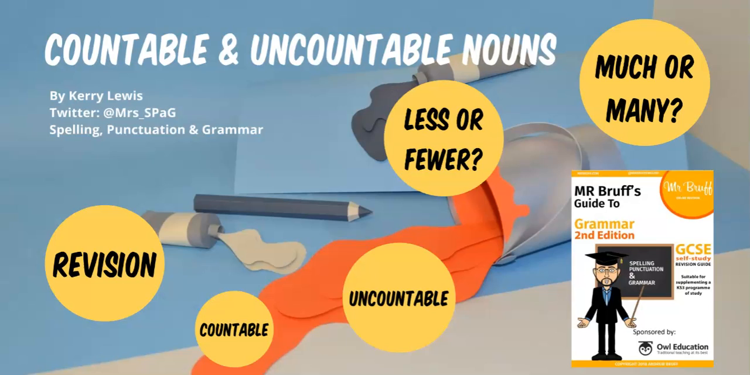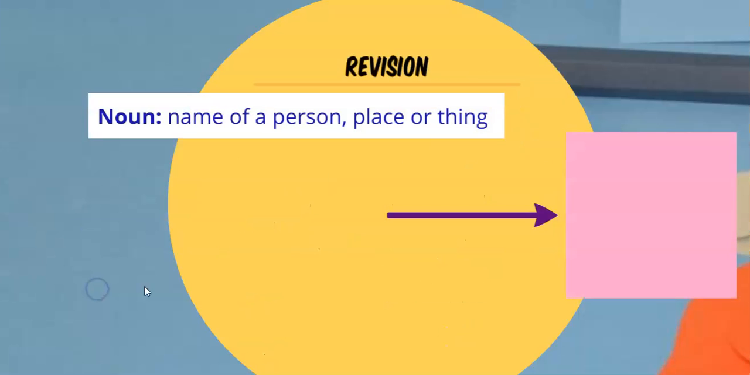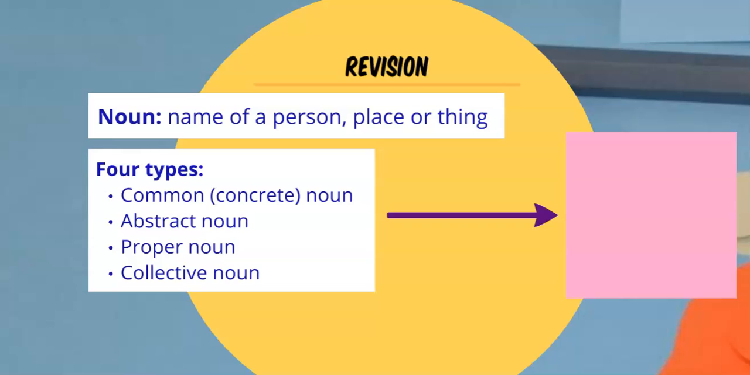Today I'm going to talk about countable and uncountable nouns and how they can help with understanding grammar rules. We're going to begin with some quick revision. A noun is the name of a person, place or thing, and there are 4 types of noun.